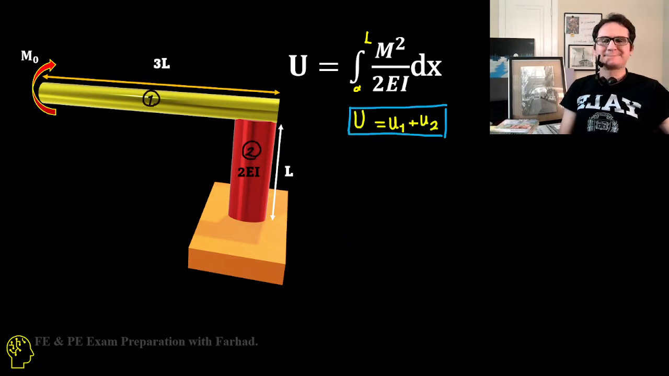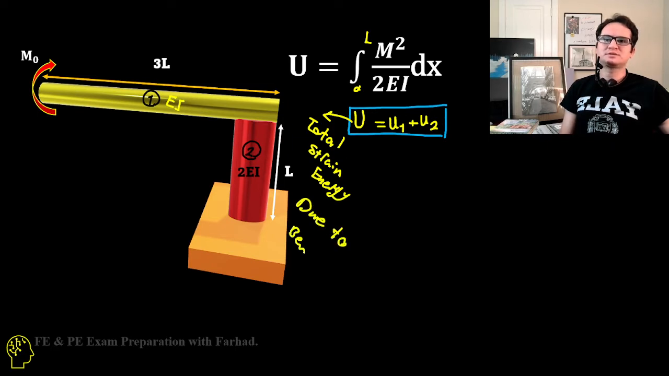If we go further and divide the shape into two parts, the first part has EI and a length of 3L, and the second part has 2EI, twice the flexural rigidity of the first part, with a shorter length of L, one third of the first part. So the total strain energy due to bending, because there's no other load but M naught at the free end of section 1, is U1 plus U2, the strain energy in part 1 plus the strain energy in part 2.